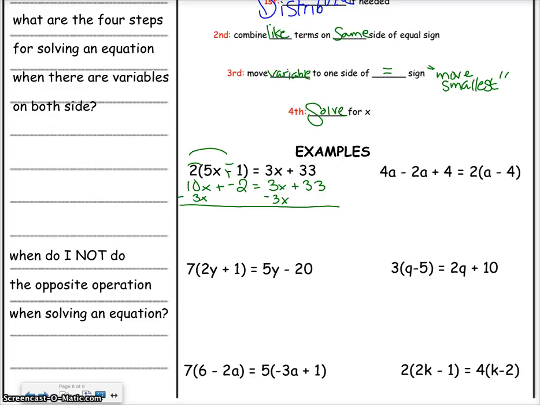10x minus 3x is 7x plus a negative 2 equals 33. And then how do you move that negative 2? To both sides. Yep. And this is where what I mean by solve means you move what's not connected and then you move what is connected. x is 5.